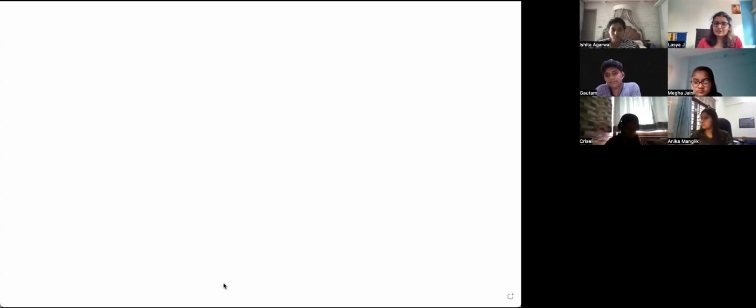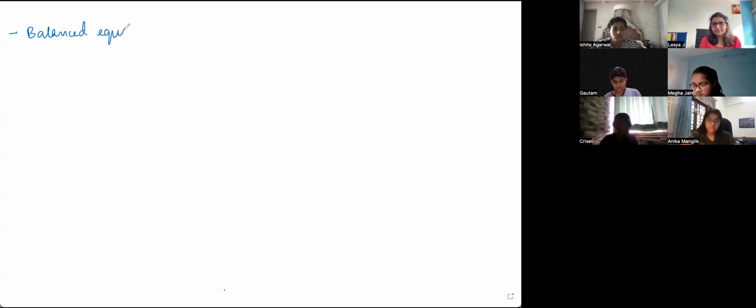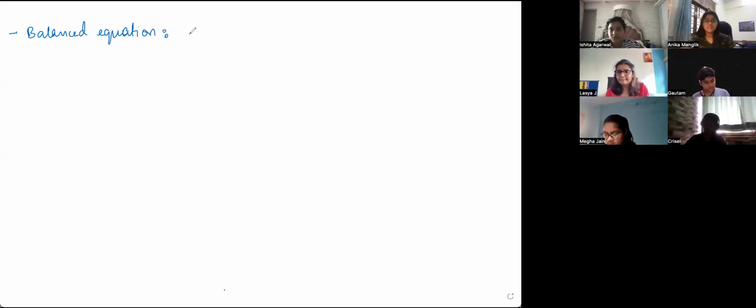Okay, so in a chemical equation you have reactants and products. And then we learned about the concept of balancing chemical equations. What do you mean by a balanced chemical equation? Yeah, Ishita. A balanced chemical equation is when the number of atoms of each element is the same on both the sides, which means that the mass of the reactants is equal to the mass of the products.